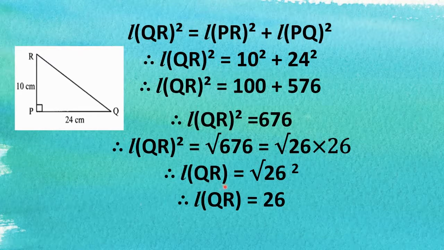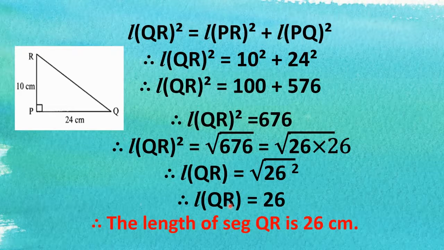Length of QR is equal to square root of 26 square. So now we can easily cancel square and square root. Therefore, length of QR is equal to 26. So the length of segment QR is 26 centimeter.